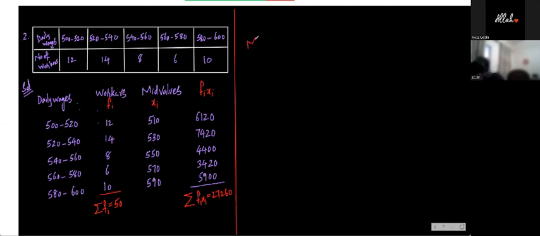Mean. The formula we have to write: summation fi xi divided by summation fi. This is equal to 27260 divided by 50. Zeros we can cancel it. This is 27.